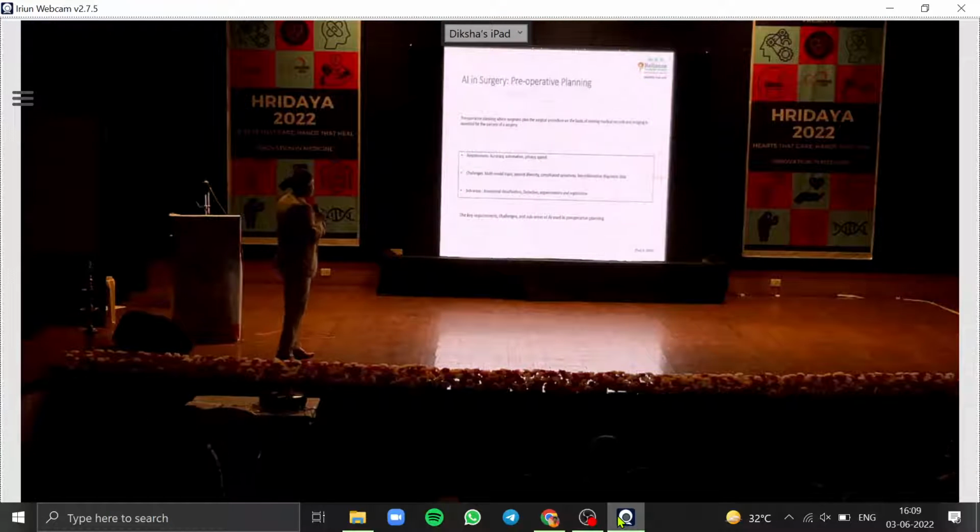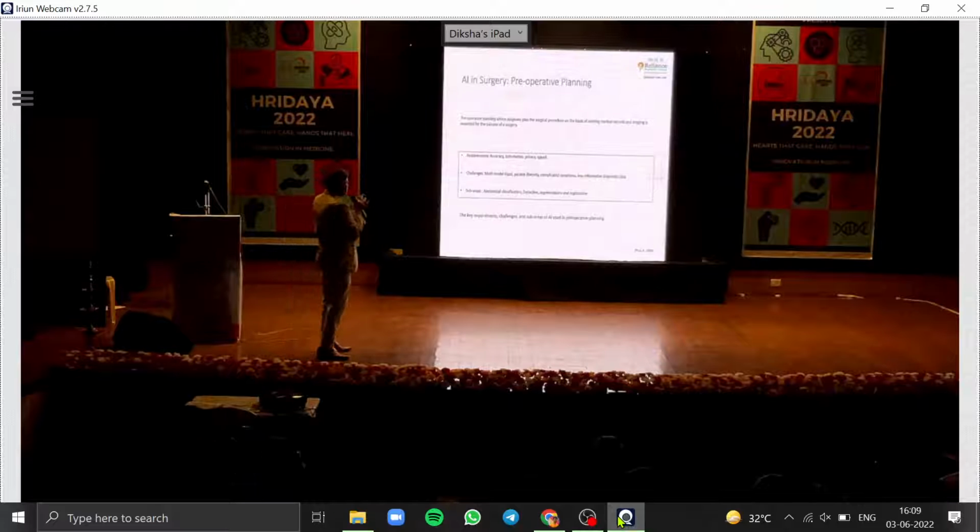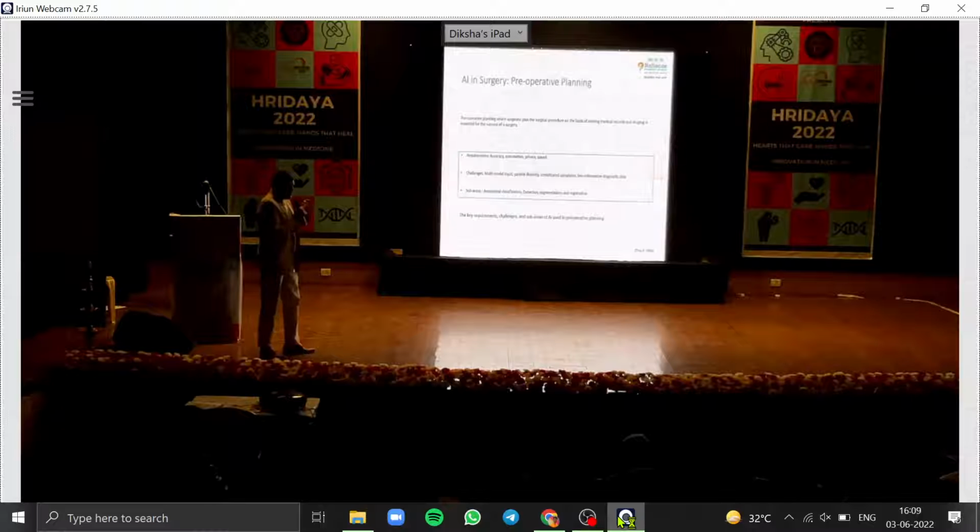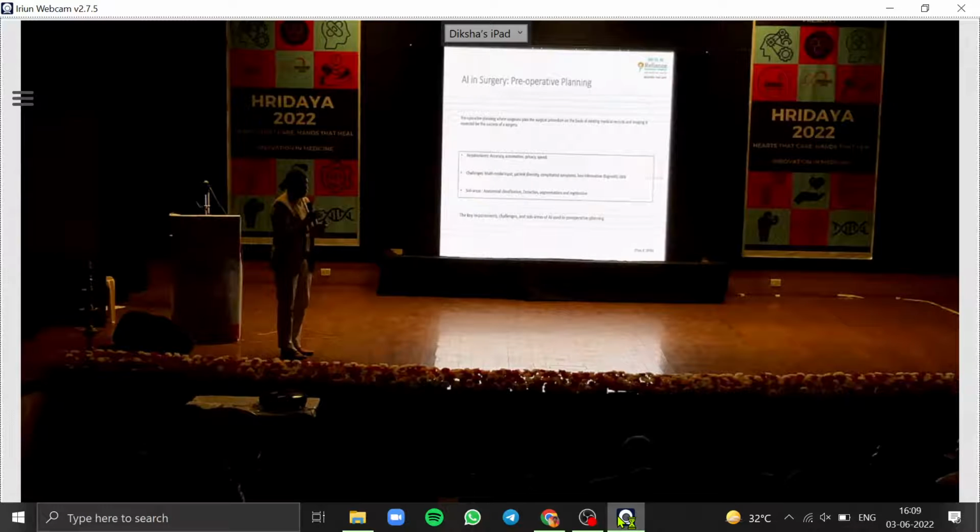So, artificial intelligence in surgery should be used for pre-operative planning. What we need is accuracy, automation and speed. The challenges are that there are a lot of multimodal inputs. You'll have inputs from the anesthesiologist, from the lab, your own clinical inputs, X-ray images, and every other thing.